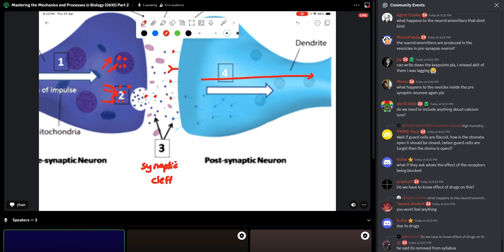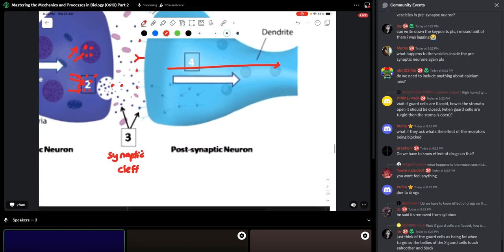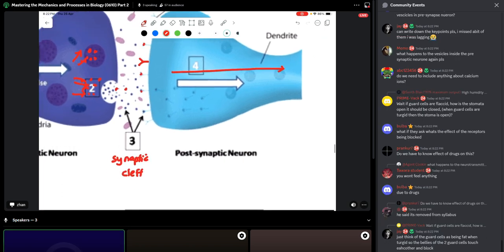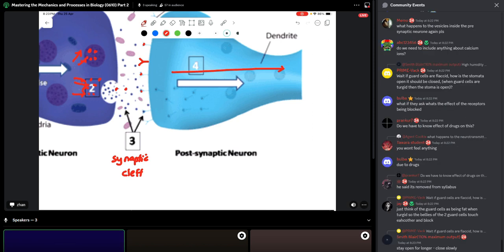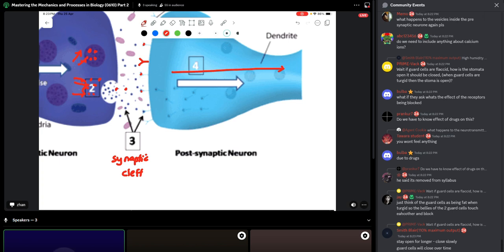What if they ask what's the effect of the receptor being blocked? If the receptors are unable to bind, then there will be no second impulse. The impulse cannot continue to the next neuron, because these neurotransmitters are almost like the key that allows it to continue. I always think of this as a key and this as a lock. The neurotransmitter must always bind to the receptor protein so that the next impulse can continue. Without that, there will be no second impulse.